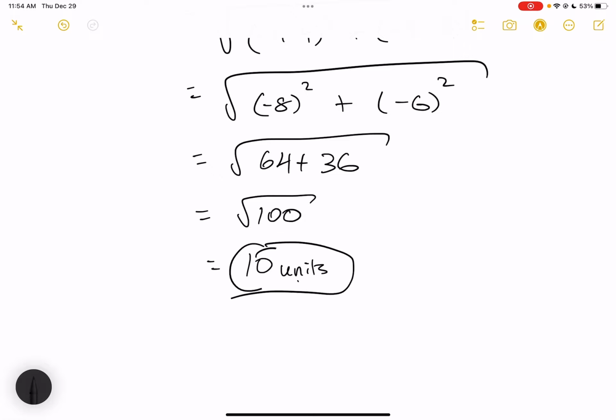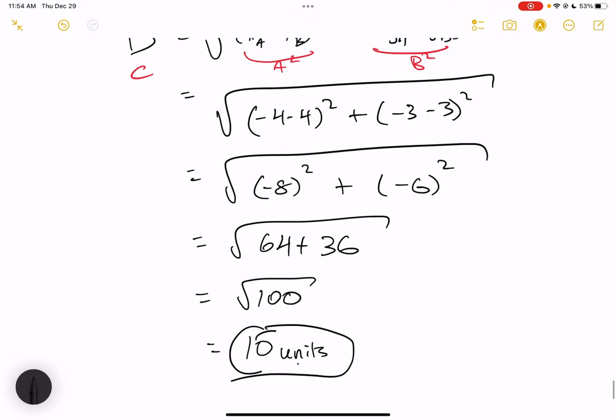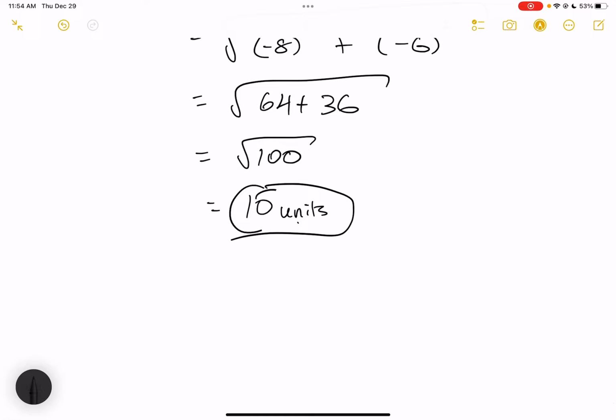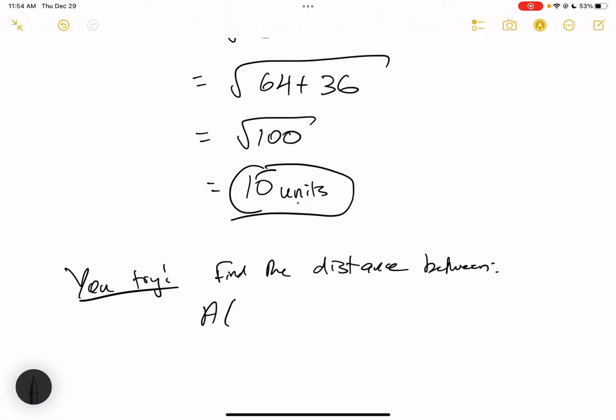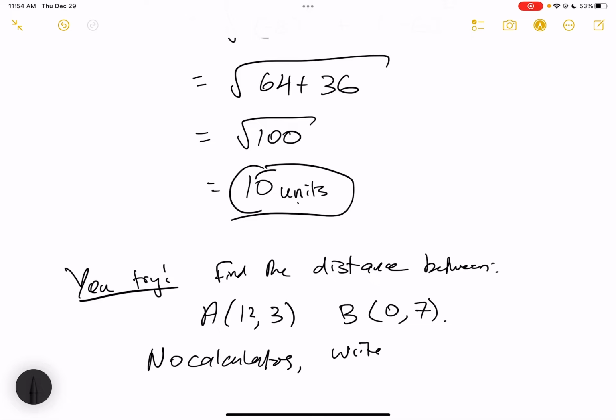So it's 10, don't forget this, 10 units. We were not given a specific measurement like inches or centimeters or anything, so we're just going to mark it as units. At the end of the day, all this is the application of a single formula, which is what I want you to try up next. So find the distance between 2 points that I will give you right here. Point A is going to be 12, 3, and point B is going to be 0, 7. No calculators. And write the answer as a simplified radical.